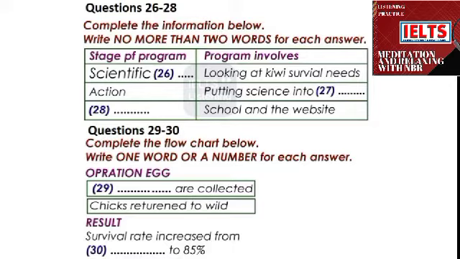And so we have launched the Kiwi Recovery Programme in an all-out effort to save our national bird from extinction. There are 3 stages to this programme. Firstly, we have the scientific research stage. This involves research to find out more about what Kiwis need to survive in the wild. Then secondly, we have the action stage. This is where we go into the field and actually put our knowledge to work. We call this putting science into practice.